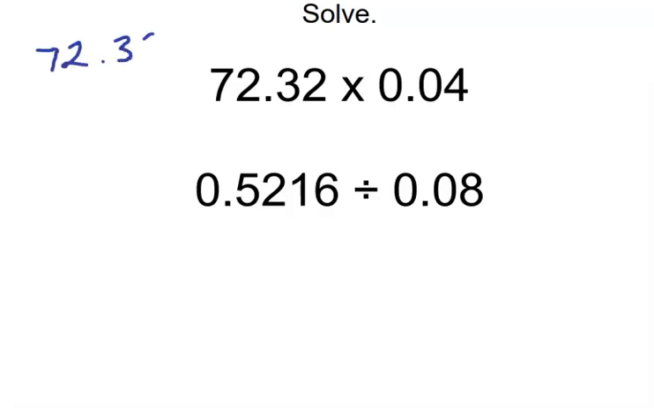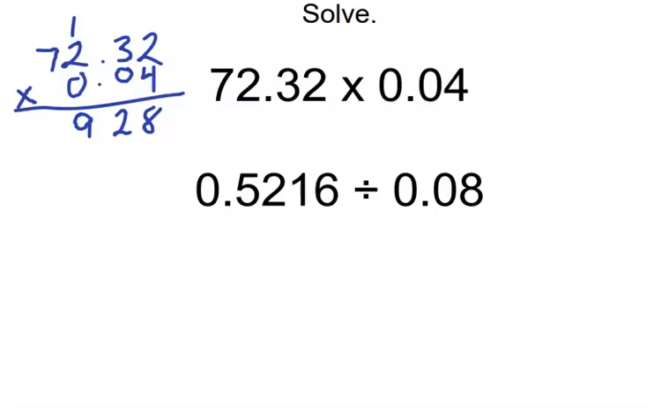We have 72.32, and that's times 0.04. We did line up the decimals. We don't have to when we're multiplying. All right, let's go ahead and do this. 4 times 2 is 8. 4 times 3 is 12. 4 times 2 is 8 plus 1 more is 9. And 7 times 4 is 28.